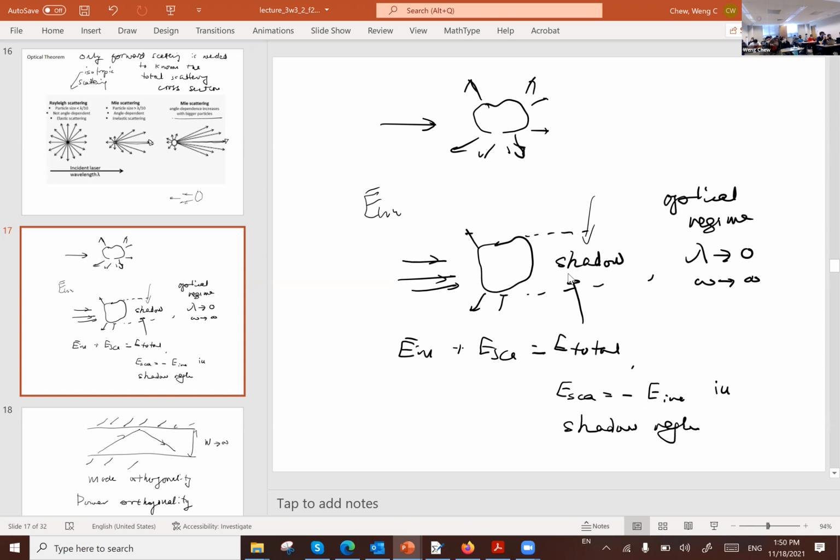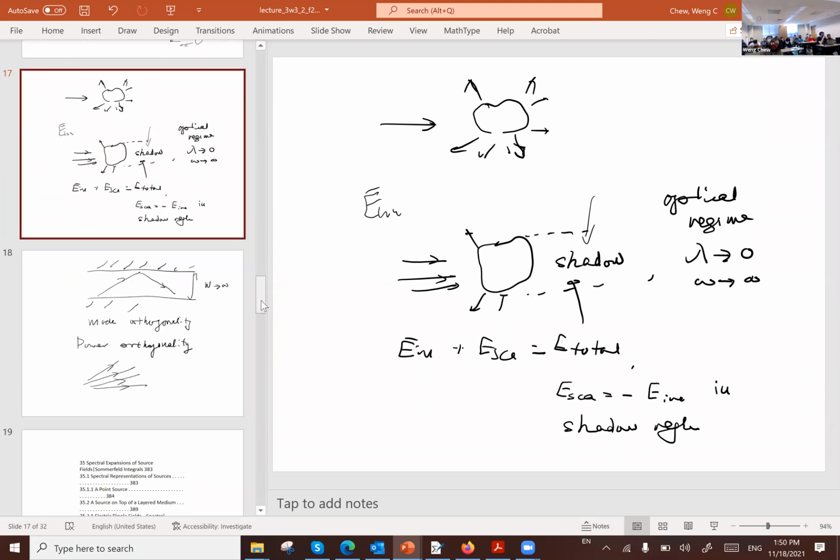Okay. You get this? That the scattered field has to cancel the incident field in the forward direction to form this shadow, which is something that geometrical optics will tell you. Geometrical optics tells you that when the frequency gets higher, it will tend to forward scatter more.